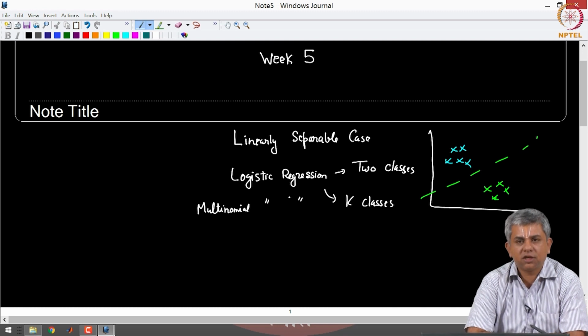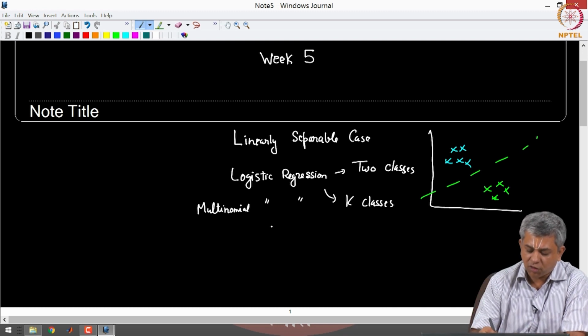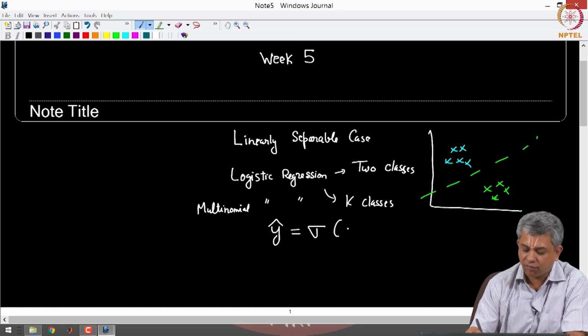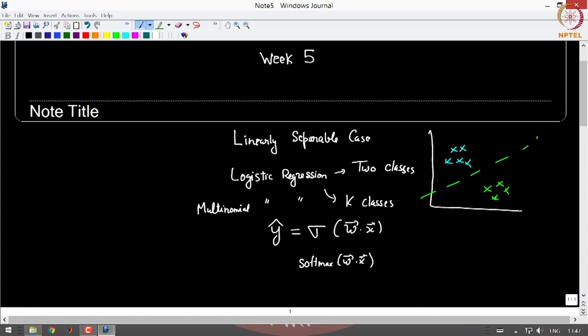In both these cases, the major differences were simply in the forward model. The forward model for logistic regression was sigmoid of w dot x, and for multinomial logistic regression was softmax of w dot x. Now, apart from this, we also had our loss function, which was the binary cross entropy loss function for logistic regression, and in the case of multinomial we saw that it was a simple extension, it was a general cross entropy loss function there.